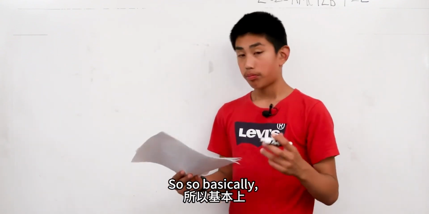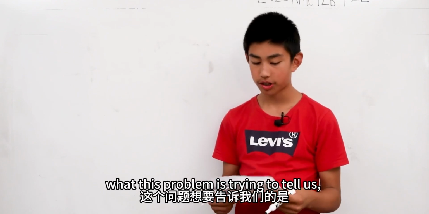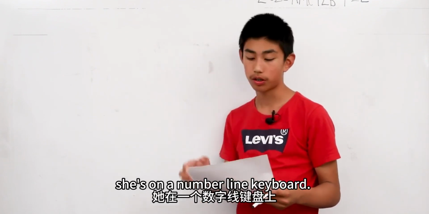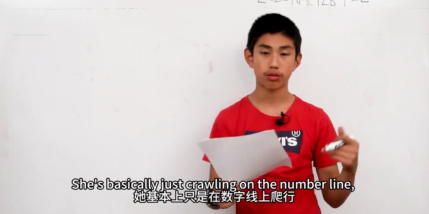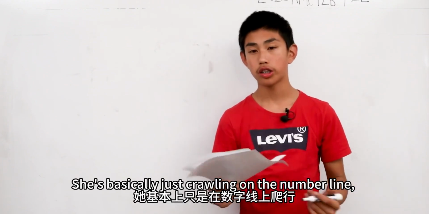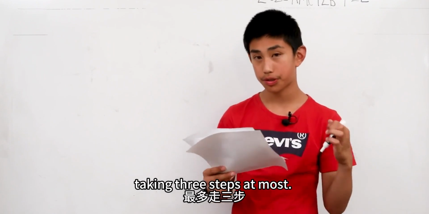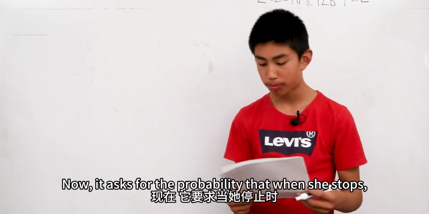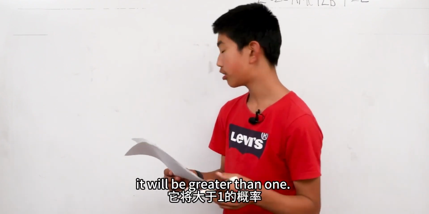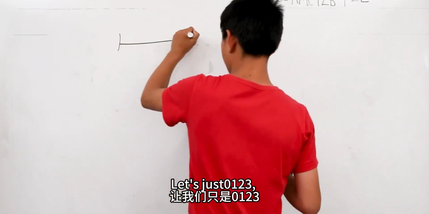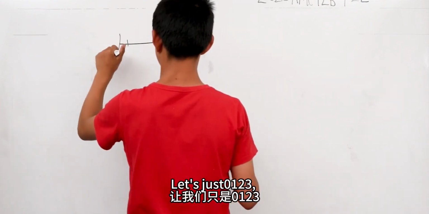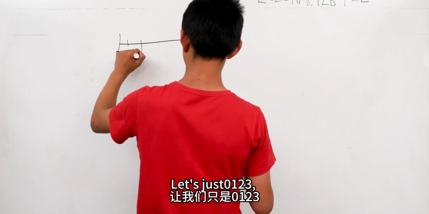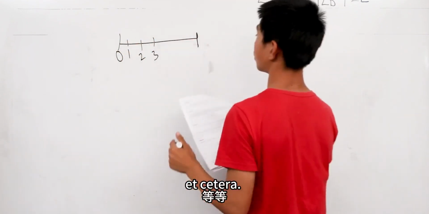So basically, what this problem is trying to tell us is she's on a number line, keyword, and she's basically just crawling on the number line, taking 3 steps at most. Now, it asks for the probability that when she stops, it will be greater than 1. Let's just say 0, 1, 2, 3, etc.